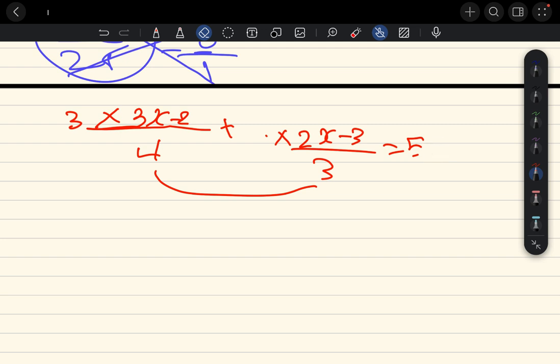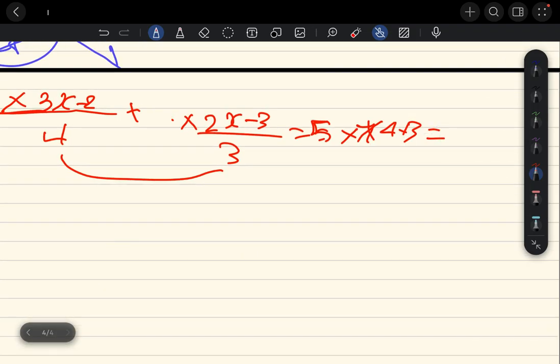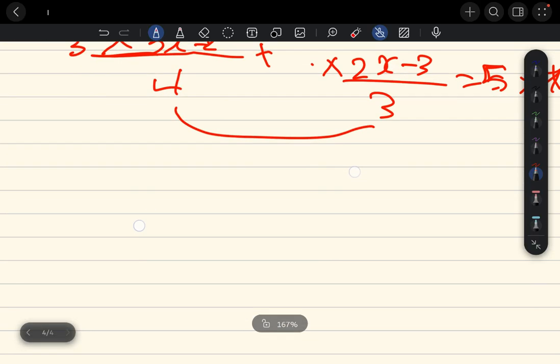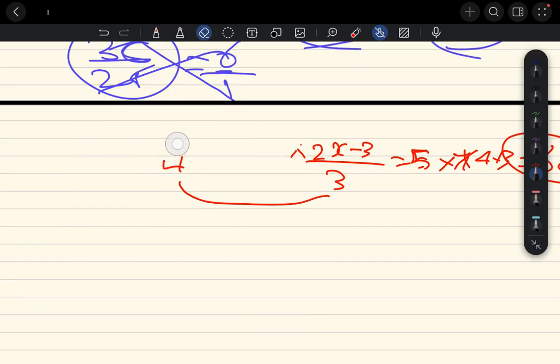So here I'm gonna multiply 5 by 4 and then by 3, right? So it's gonna be 40. Sorry, it's gonna be 60. So I have the 60 on the right-hand side. How can I do this together? It's important to do this together.